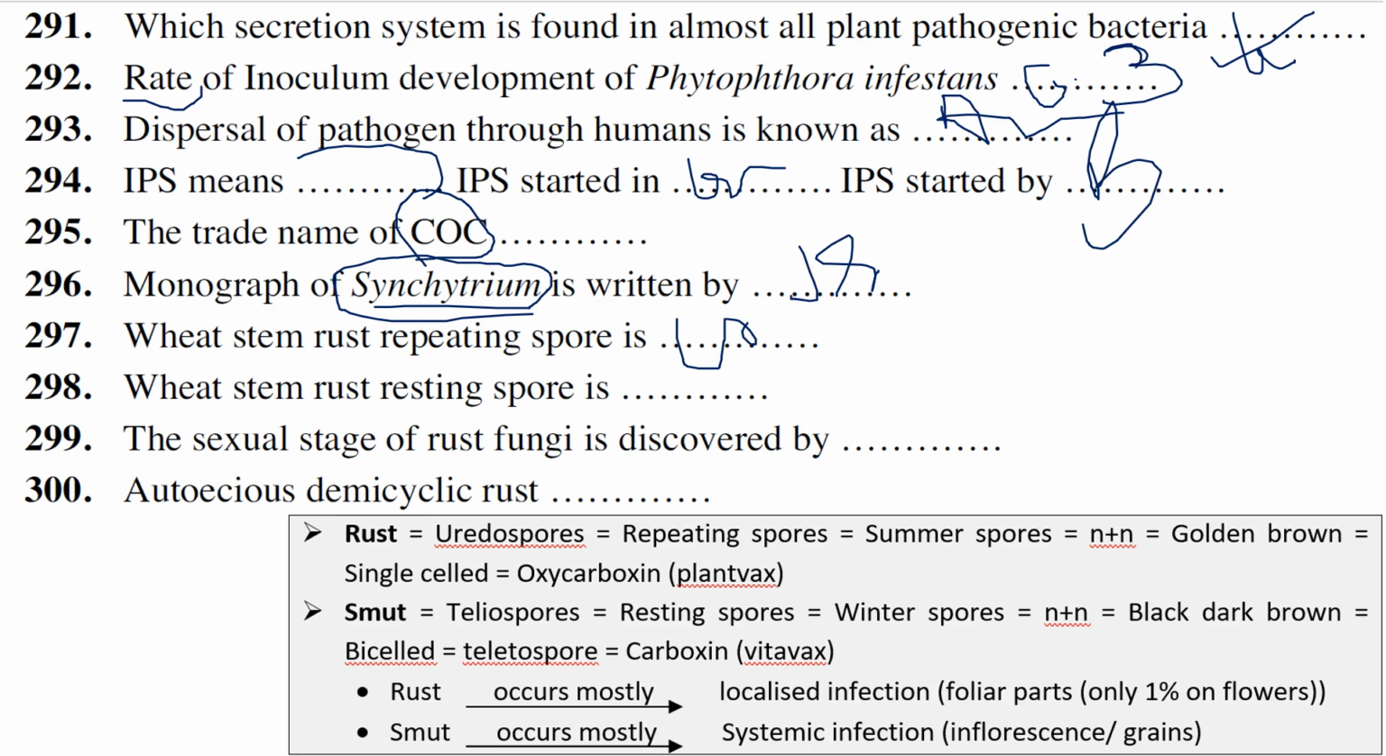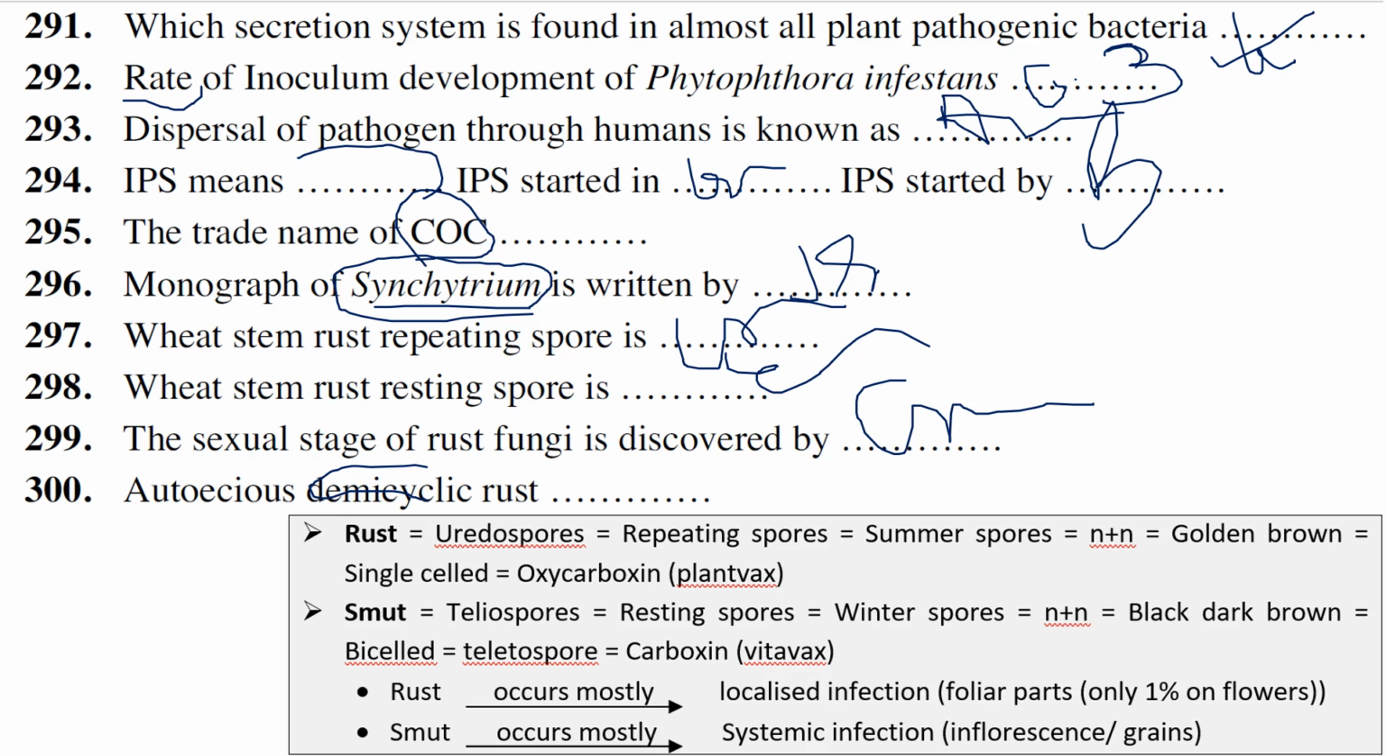Wheat stem rust repeating spore: the uredospore is considered the repeating spore. Teliospore is considered the resting spore. The sexual stages of rust fungi were discovered by Craigie in 1927. He discovered the sexual stages: the zero stage, the pycnial stage, the spermatial stage. Best examples of autoecious demicyclic rust are Rubus orange rust and white pine blister rust. Demicyclic means lack of the uredial stage.